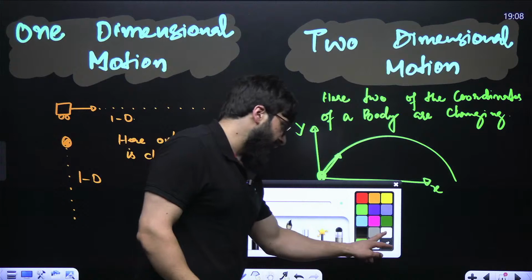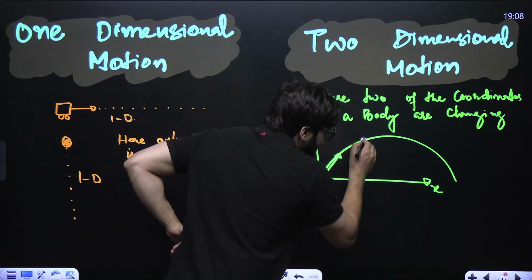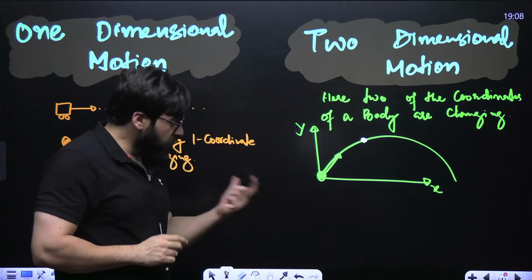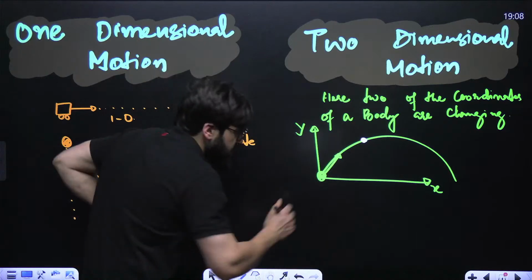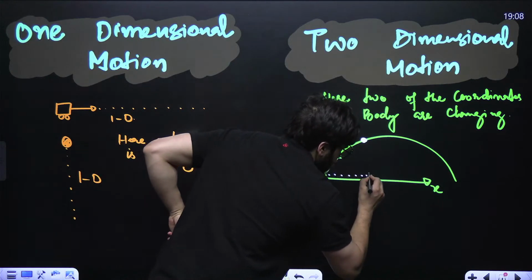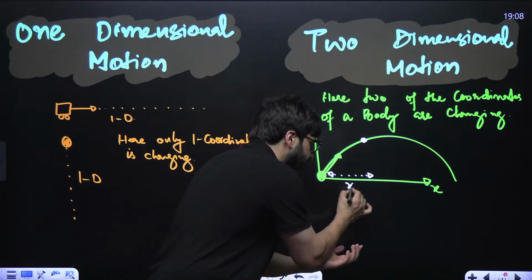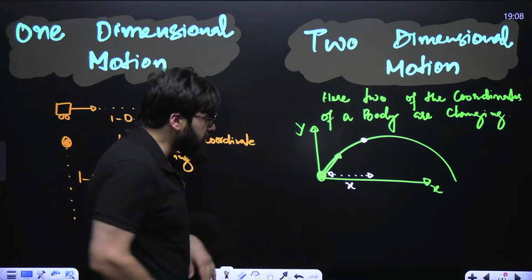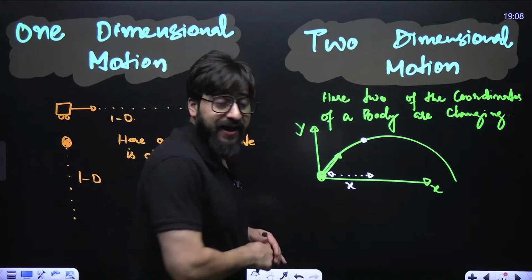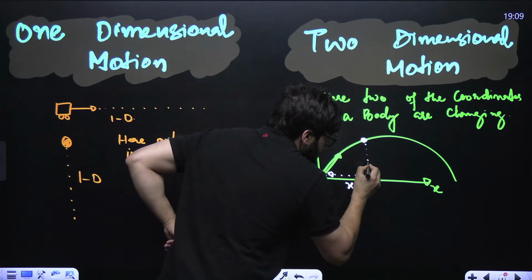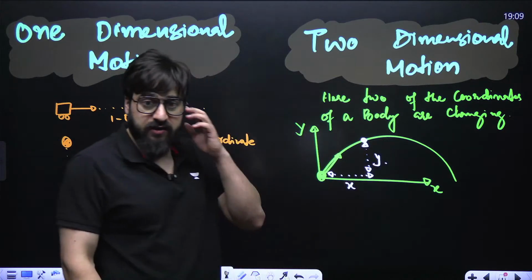My dear friends, I would want you to understand one thing. Let's suppose when the particle was exactly over here, how much distance has it covered in x? This much distance it has covered in x. This is the x distance at that point of time. And when the particle is here, how much distance or displacement has it covered in y? This much displacement it has covered in y.